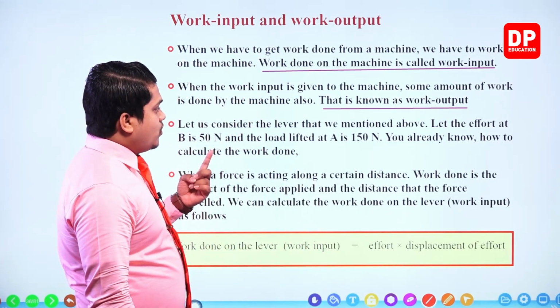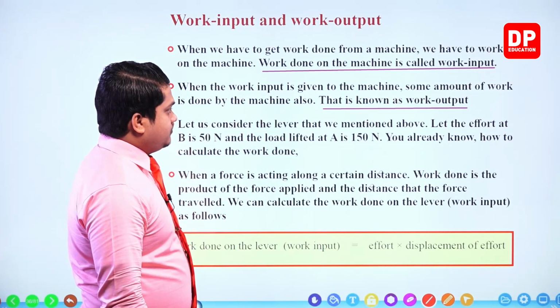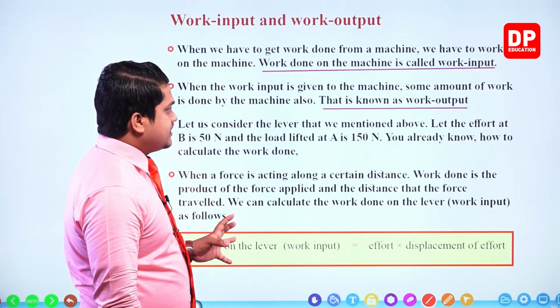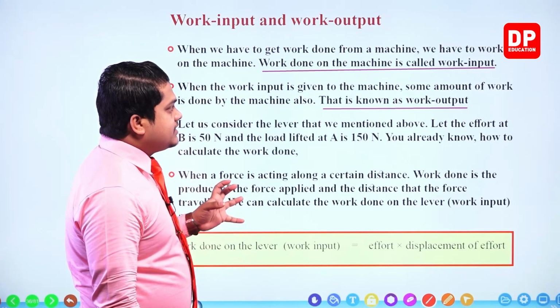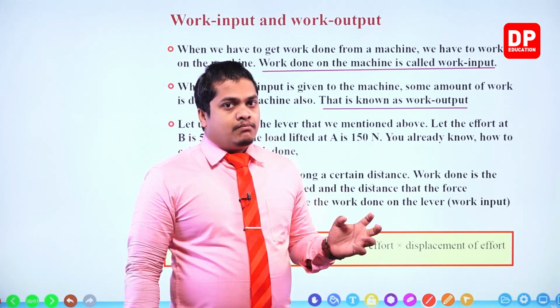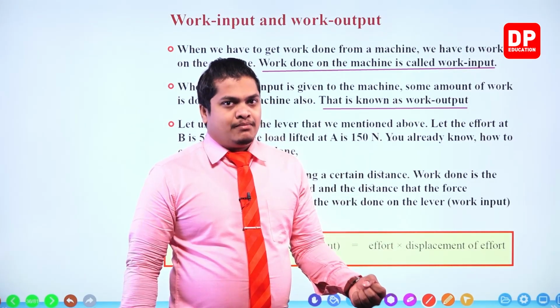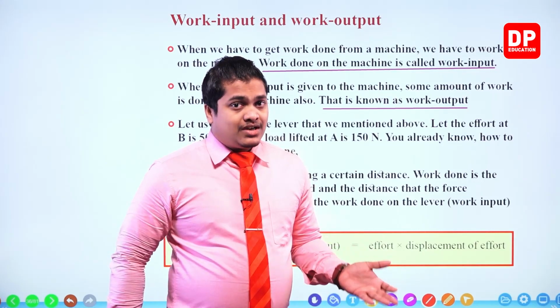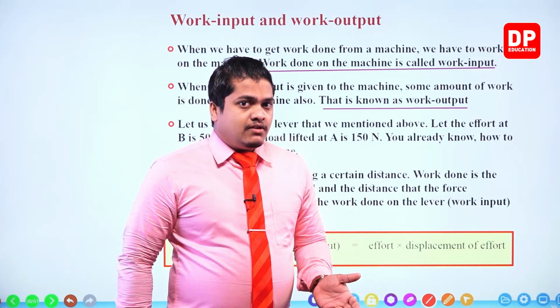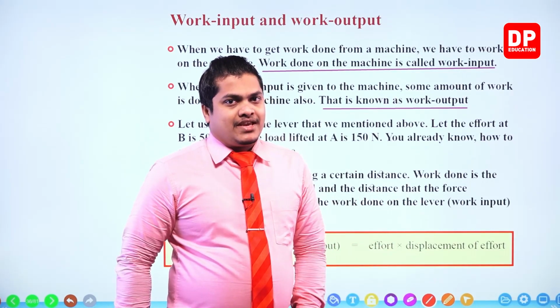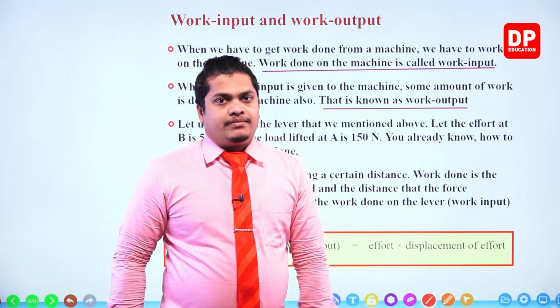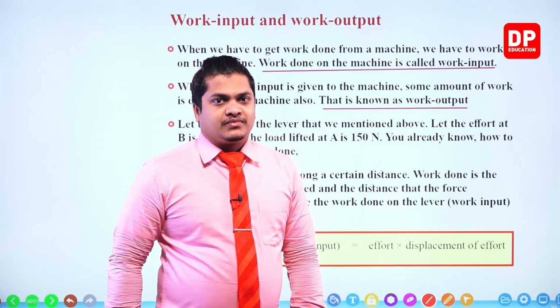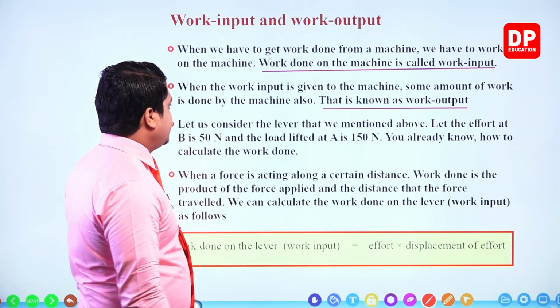Next one, work output. Work output is the work done by the machine, in simple terms, by the load. So the work output is equal to load multiplied by the distance traveled by the load. Very simple.